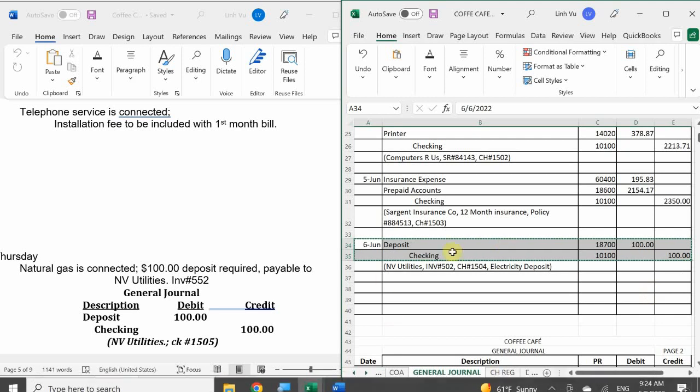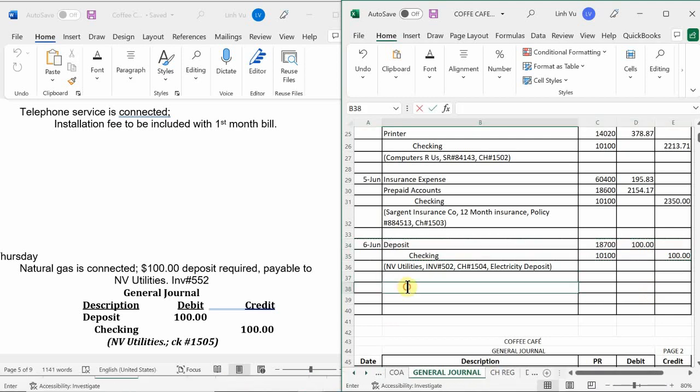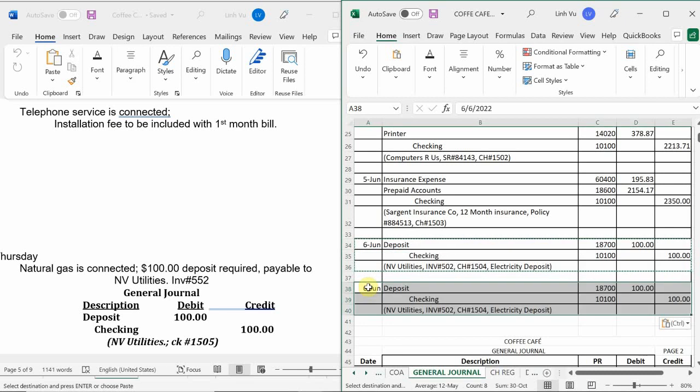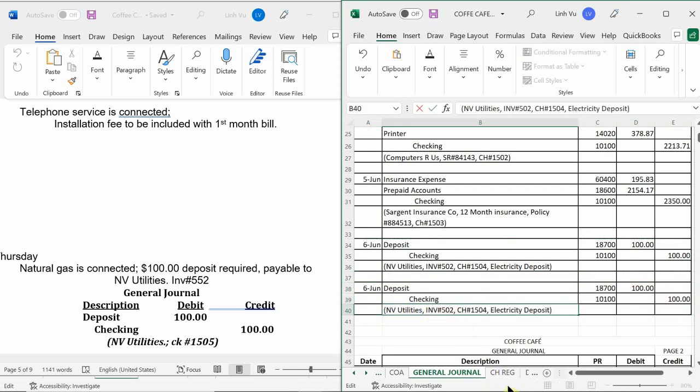So I'm going to copy this because that's the beauty of Excel, is that you have the ability to copy and paste transactions. And you also have the ability to edit transactions. So here we barely have enough to fit in there. So it does fit. So we got the deposit in the checking account. Now NV Utilities, this is invoice number 552. We're going to write a different check number. Instead of 1504, it'll be 1505.